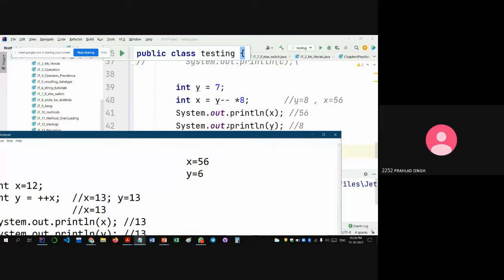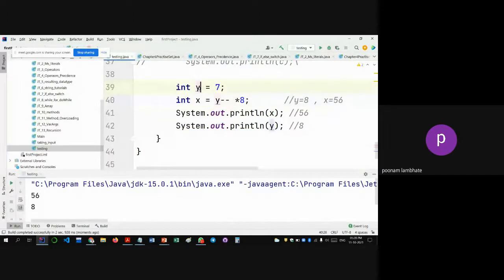So y is equal to 7. Now afterwards, you will decrease the value. Use the current value of y. Current value of y is 7. So 7 8s are 56. X is 56. And then y is what? You used it as 7. Now you will decrease the value. So y will become equal to 6. Okay, so let us run this program. 56 and 6.